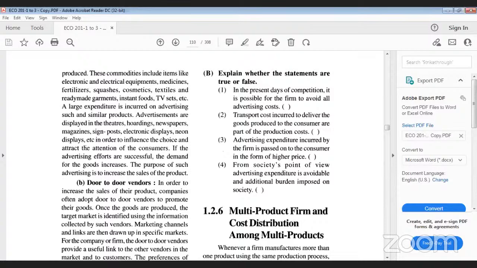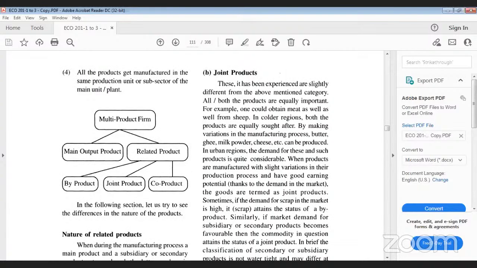Explain whether the statement is true or false. All the products that manufacturers make in the same production process or subsector are the main point in multi-product firms. We will discuss main output or product, related product, byproduct, joint product, and co-product in the following sections.